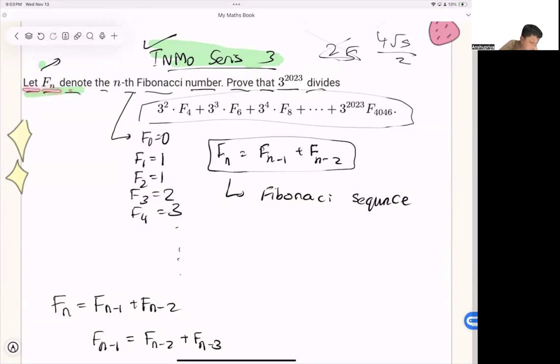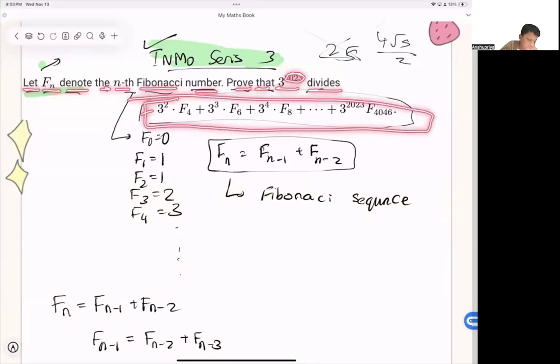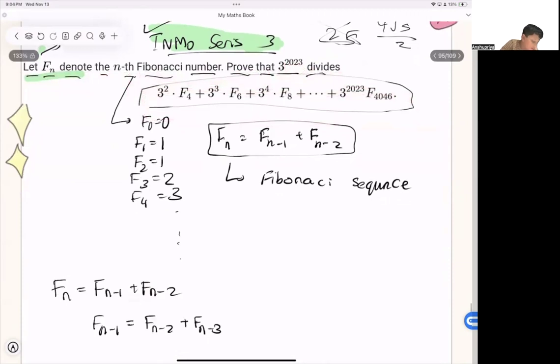Let Fn denote the nth Fibonacci number. Prove that 3 to the power 2023 divides this long expression. Okay, this is the question.